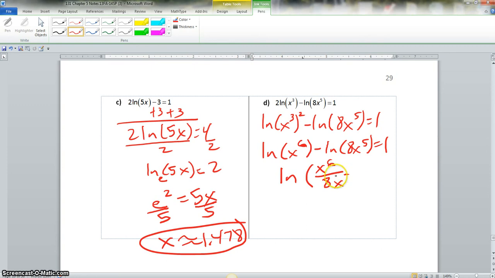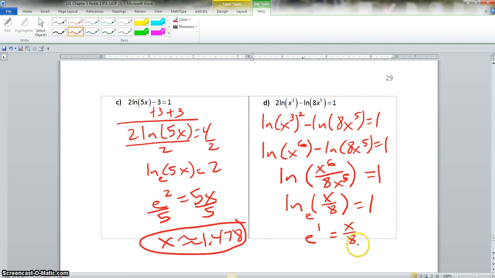Okay, picking up where we left off, we had x to the 6th divided by 8x to the 5th, and that would equal 1. Now we can simplify this. This will give us the natural log of x over 8 is equal to 1. Remember, our base of the natural log is e, so we could rewrite this as an exponent. This would be e to the first power is equal to x over 8.